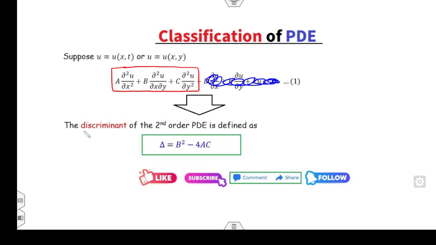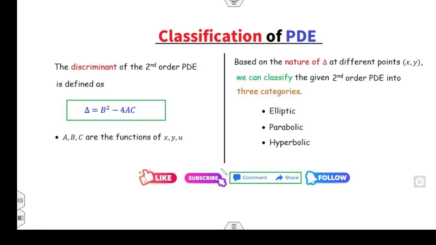We can define the discriminant of the second order partial differential equation as b square minus 4ac. Now, based on this discriminant, that is delta, we can classify the partial differential equation into 4 categories: elliptical, parabolic, hyperbolic and ultra hyperbolic. Maybe you have not heard the name ultra hyperbolic before, but if you watch this video till the end you will know the concept of ultra hyperbolic.